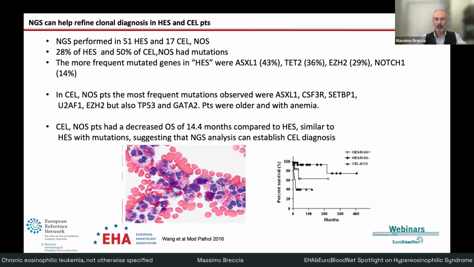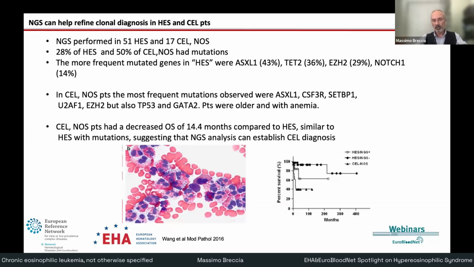For example, CSF3R, that, as you know, is present in 80% of patients with chronic neutrophilic leukemia, but also ASXL1 and SETBP1, that together are pathognomonic of atypical chronic myeloid leukemia. But the ICC reminds us that these two could be detected in aCML, but without eosinophilia. That is an important criterion.